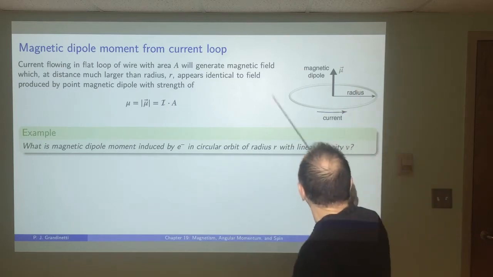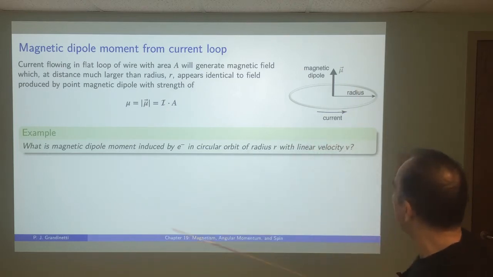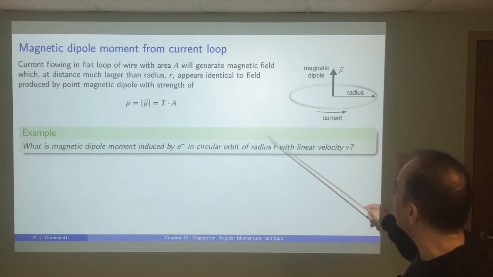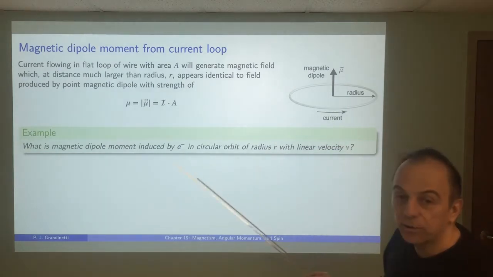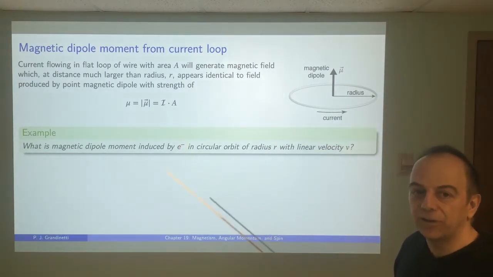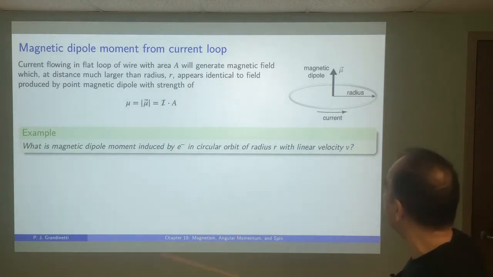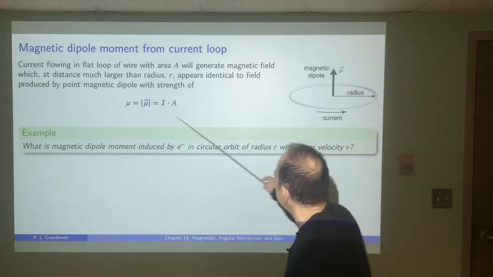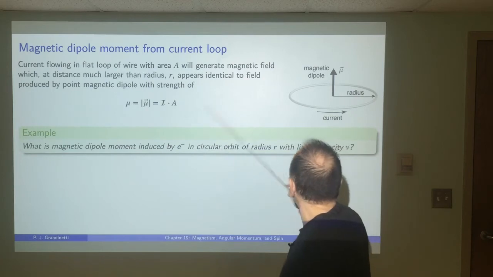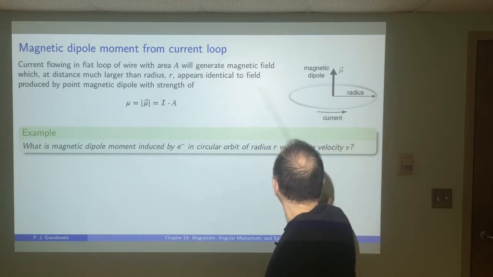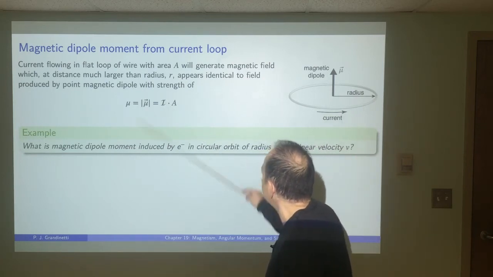And if you're far enough away from this loop of wire, the magnetic field that's generated by this loop will look exactly like the magnetic field generated from a point magnetic dipole. So we can calculate that dipole moment. It's just worked out to be the current times the area, so I times A.